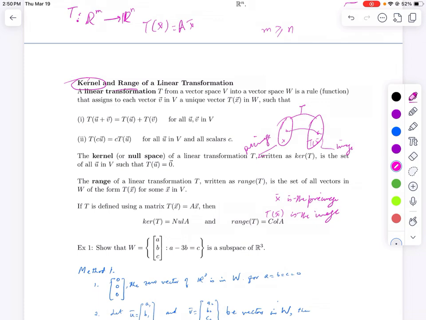If T is defined using a matrix, like T of x is equal to Ax, then the kernel of T will be equal to null A, and the range of T will be the column space of A. Okay, I will stop here. We will do the examples in the next video.